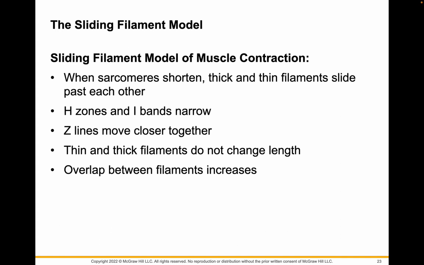So like I mentioned, this is called the sliding filament model, where those sarcomeres shorten as the thick and thin filaments slide past each other. The H zone and the I band will narrow, the Z lines move closer. The thin and thick filaments never change shape. They're just overlapping, sliding past each other.